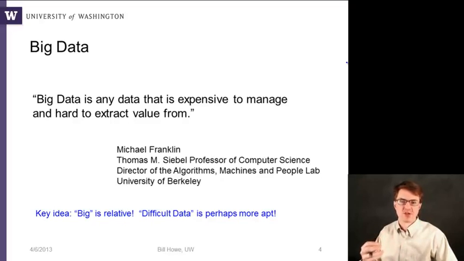Not necessarily. It depends on what you're trying to do with it, and it depends on what sort of resources and infrastructure you have to bring to bear on the problem. And so in some sense, difficult data is perhaps what big data really means, right? It's not so much about big; it's about being challenging. Okay, and so this is really important to remember, that big is relative.